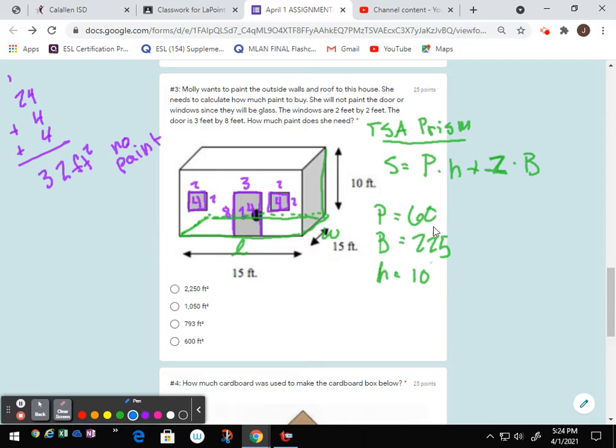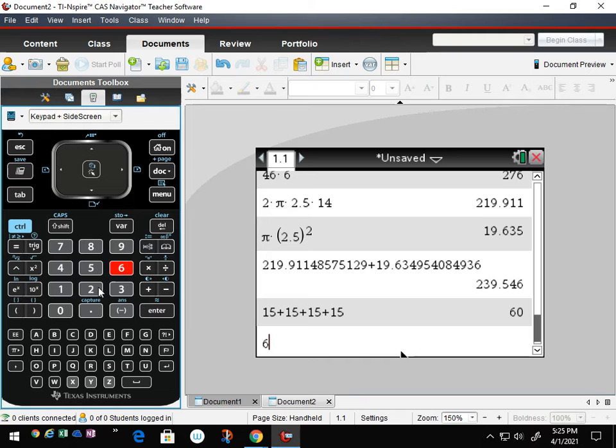All right, since we have all our letters, we're going to plug them in. So we have 60 for our perimeter times the height of 10 plus, remember, we're only painting one base, so we'll just leave this blank, or we could put the 1, it does not matter, okay? We just need to make sure we do plus B, which is 225. If you think about it, 1 times 225 is 225. So we're doing 60 times 10 plus 225.